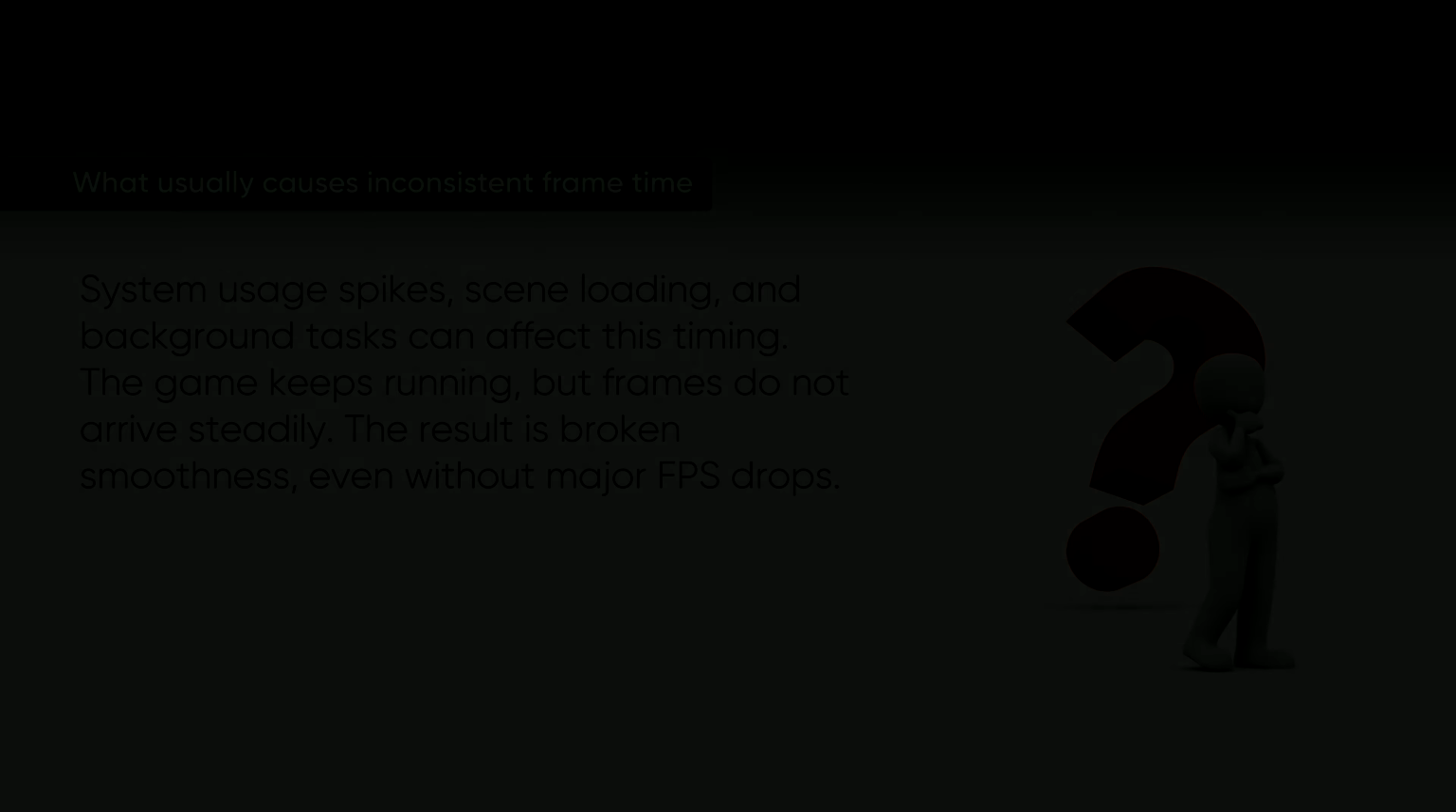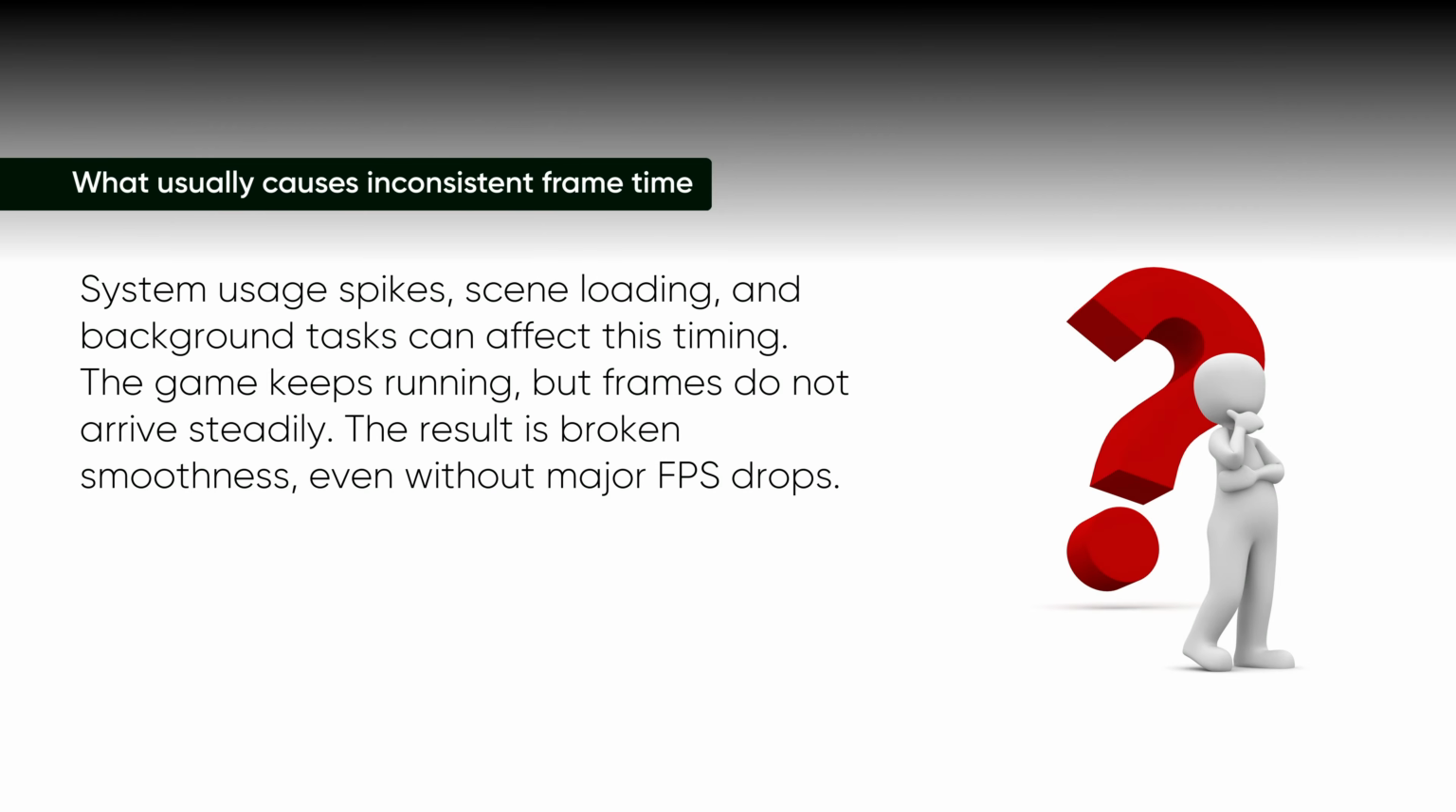What usually causes inconsistent frame time? System usage spikes, scene loading, and background tasks can affect this timing. The game keeps running, but frames do not arrive steadily. The result is broken smoothness, even without major FPS drops.